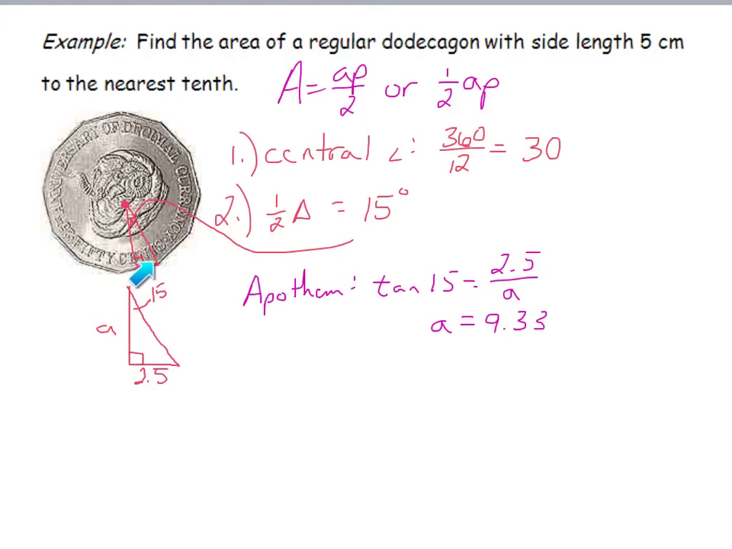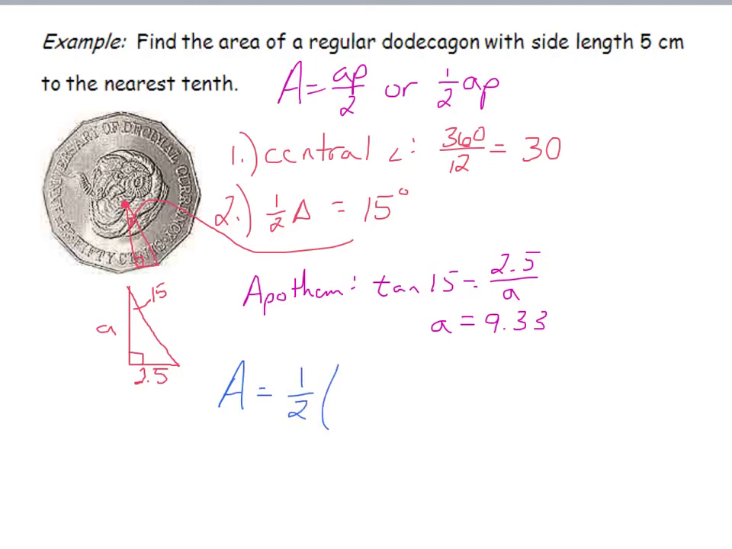If I'm looking for my apothem, I know my angle here is 15. I know the side opposite. I want to find the side adjacent. So that's tan. Tan of the angle is the opposite, 2.5, divided by my adjacent, a. If I solve this, I get my apothem is 9.33. Now using that, we're going to find out what the area is. So the area is 1/2 my apothem.